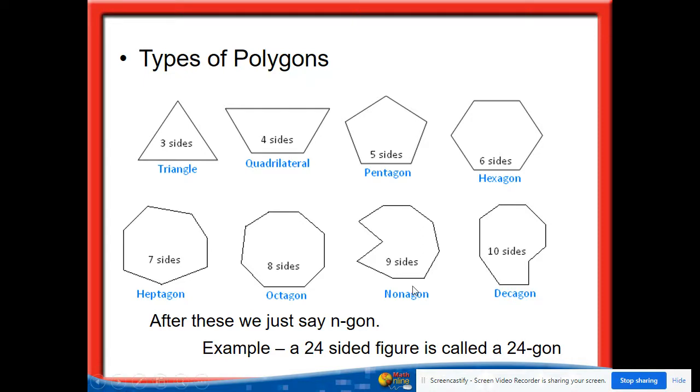These first 10 are the ones that we use. These first 8 are the ones that we use most often. Triangle, quadrilateral, pentagon, hexagon. Heptagons don't get talked about much. Obviously, octagon, your stop signs, nonagon, and decagon. And then we just go from there.